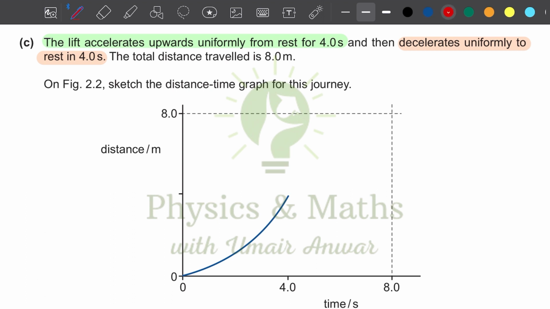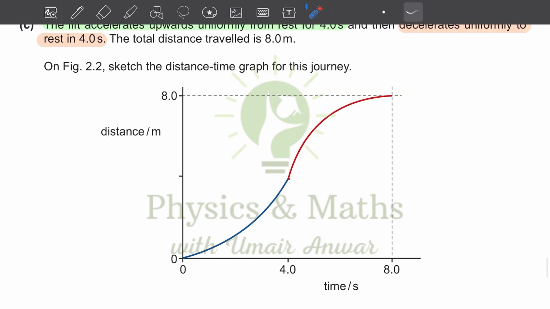Then we have to show a deceleration. Now the second part of the graph would tilt or bend towards the time axis and it would become perfectly horizontal at time 8 seconds. So the first part shows the acceleration, where the curve is bending towards the distance axis, which means speed is increasing, there is acceleration. And when the graph is bending towards the time axis and becoming horizontal slowly, it means that it is decelerating and coming to rest. So the question ends here with this part.